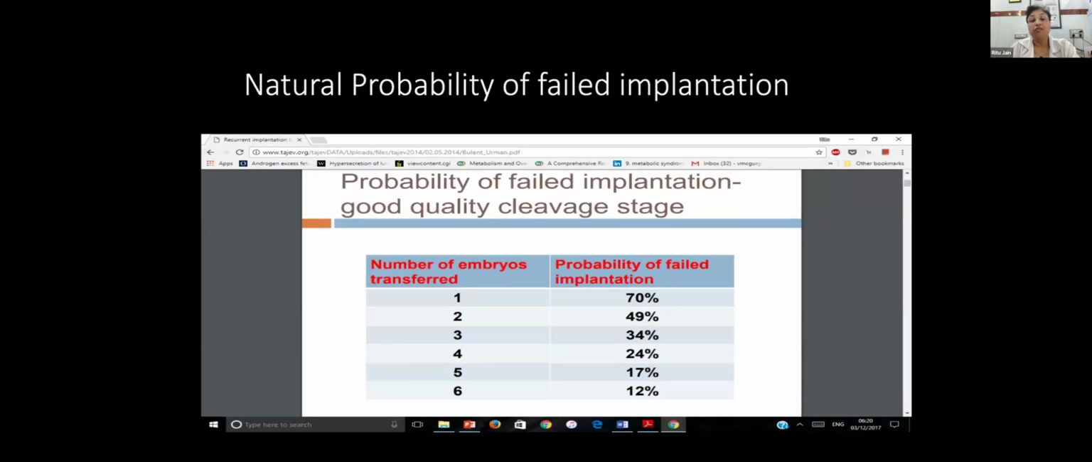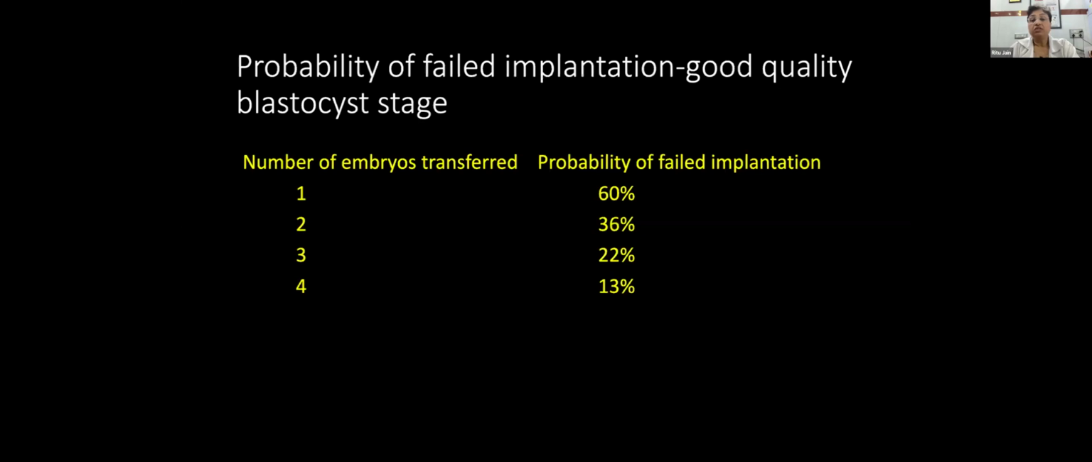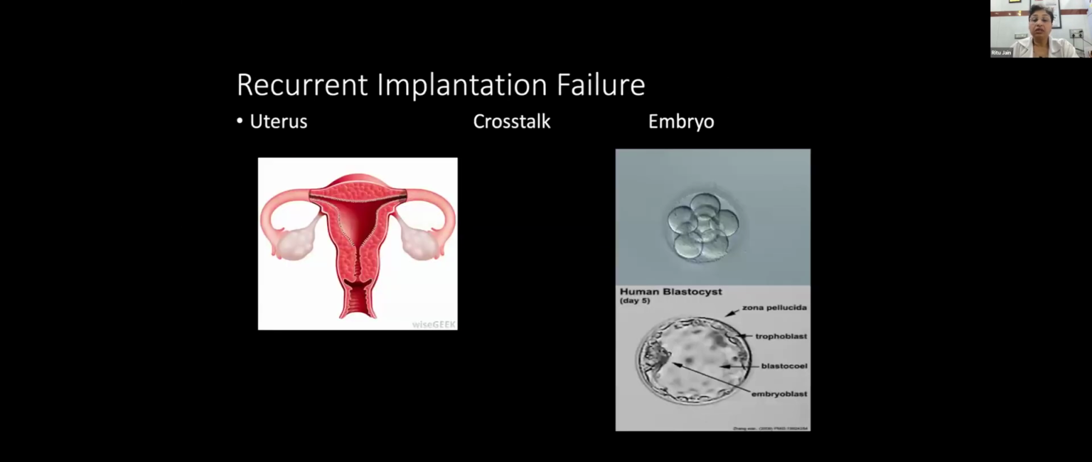When 3 cleavage stage embryos are transferred, the chance of failed implantation is 34%. When 2 blastocysts are transferred, it is 36%. So that is the normal probability with an IVF ICSI cycle, even if everything is normal. So in recurrent implantation failure or any IVF failure, we need to see where the problem is.